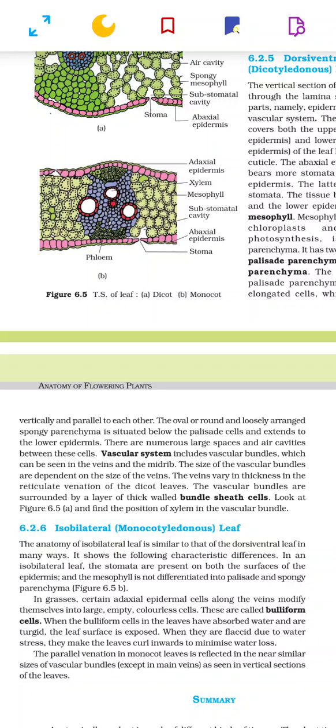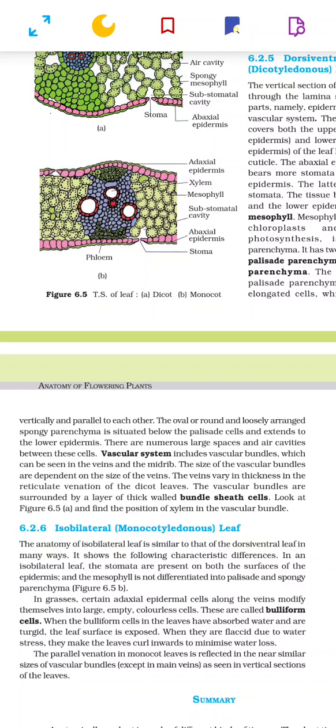Look at the figure and find the position of xylem in the vascular bundle. Isobilateral or monocotyledonous leaf. The anatomy of the isobilateral leaf is similar to that of the dorsiventral leaf in many ways. It shows the following characteristic differences. In an isobilateral leaf, the stomata are present on both surfaces of the epidermis, and the mesophyll is not differentiated into palisade and spongy parenchyma.